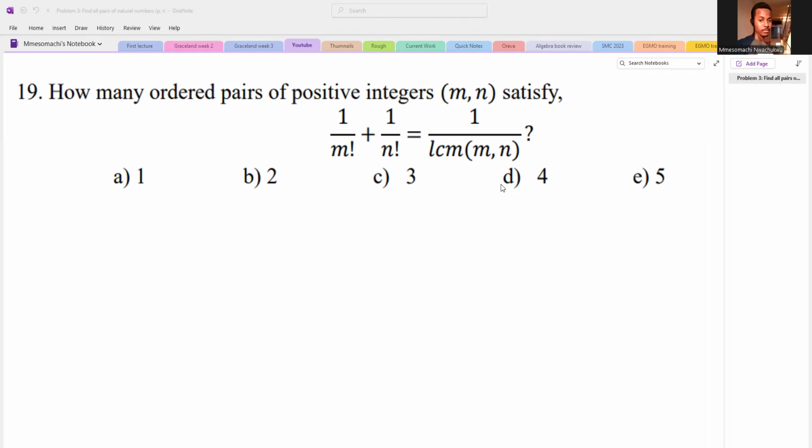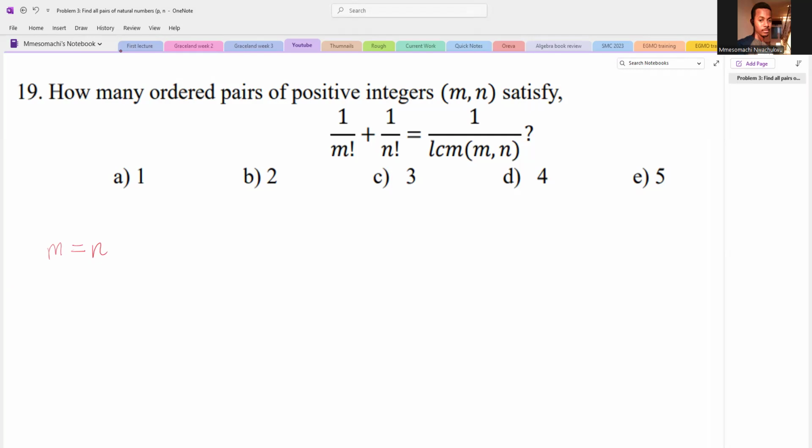Okay. So first of all, we want to look at cases. We want to find out cases that we can break this problem down into. So what are the cases we can break this problem down into? We can look at if m is equal to n. So if m is equal to n, what do we have?